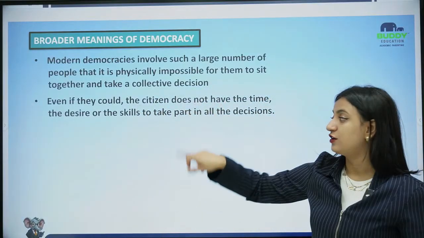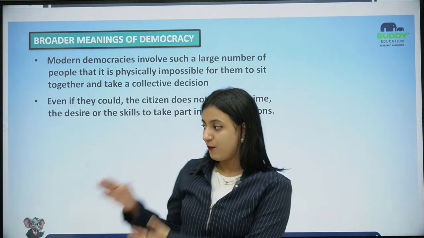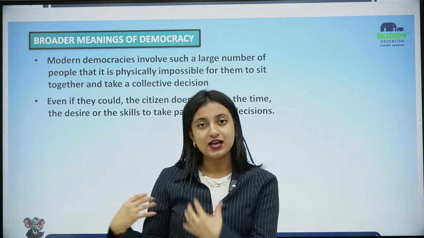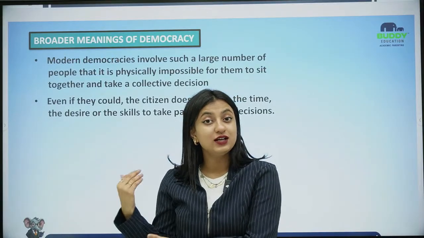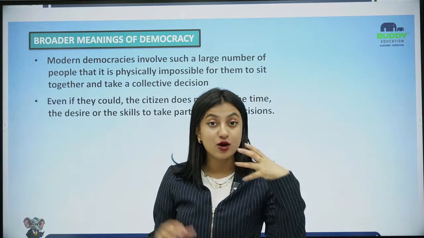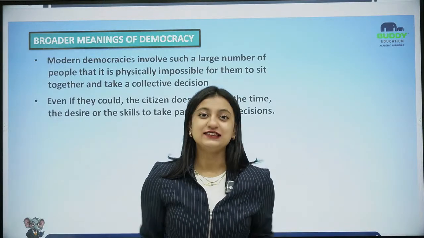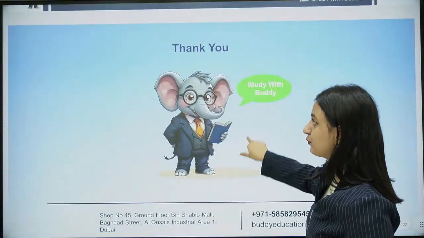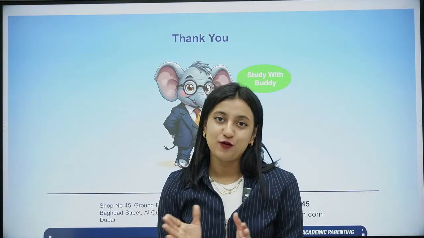Even if they could, the citizens do not have the desire or skills. Absolutely. I am a social science teacher. Another friend of mine is some other subject teacher. If it's a maths teacher and I am a social science teacher, I am not supposed to know everything about math, and that person might not know anything about social science. Exactly. Not everybody can rule, not everybody can form a government, not everybody can decide what's best for the people. That's why we vote. That's why we choose fewer people to take decisions for us. And which is why democracy is democracy, and democracy is better than other forms of government.